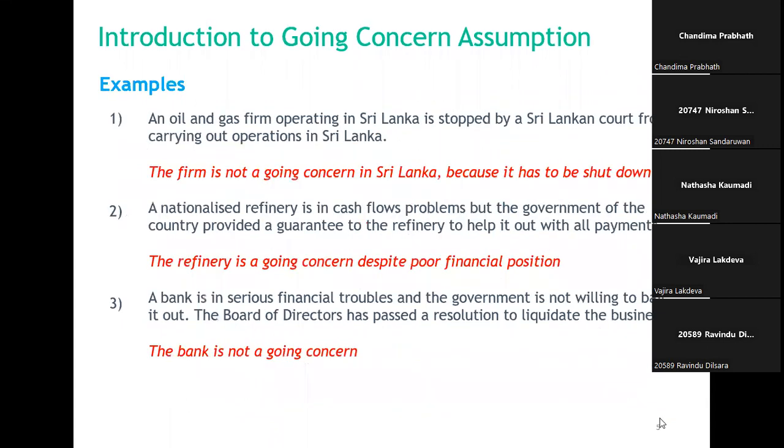Then the other one. A nationalized refinery is in cash flow problems. Now, as an example, Sri Lankan Airlines has cash flow problems. But the government of the country provided a guarantee to the refinery to help it out with all the payments. So now you will see that there are events or conditions. So we will discuss these events. There are three categories of events or conditions: financial, operating, and other. So there are events or conditions that may cast significant doubt on the entity's ability to continue as a going concern.